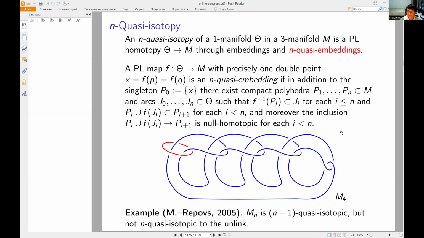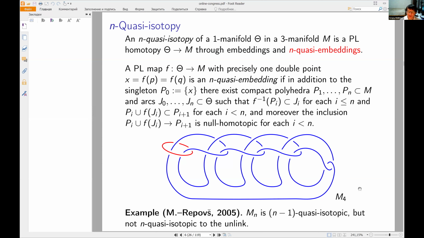So here is Milnor's link. The picture shows M4, and in the same way you can have Mn. I claim that it is n-1 quasi-isotopic to the unlink. And it is known that it is not n quasi-isotopic to the unlink. This was shown using Cochran's derived invariants and Milnor's bar mu invariants. There are several proofs of this fact.